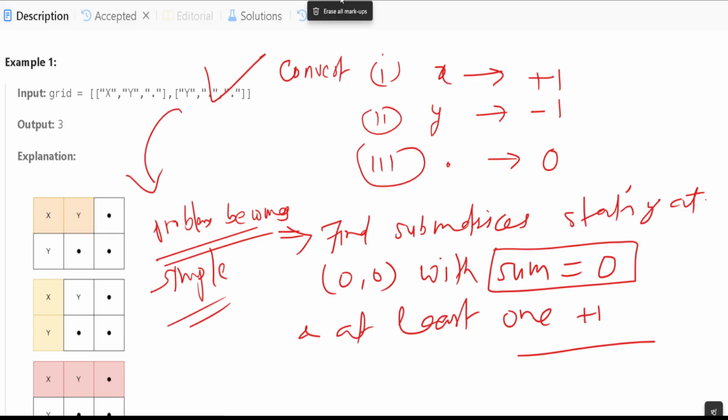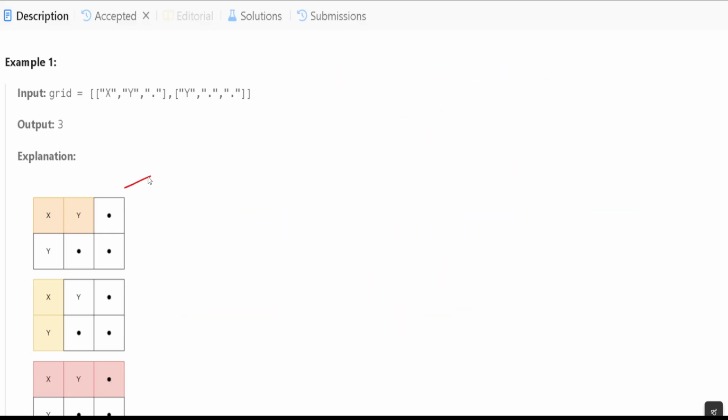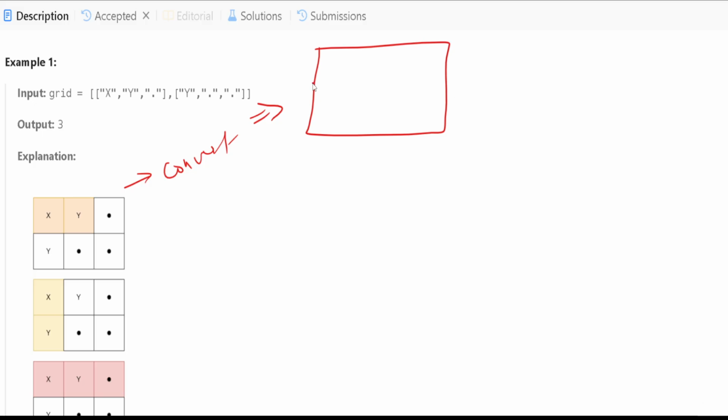So now let's understand this given example we have. If we convert this into the +1, -1 and 0 that we talked about, what will this matrix become? Okay, let's make the matrix here. This is our matrix and we have 6 cells. Now this x will become +1, this y will become -1 and dot will become 0. Similarly the next y is -1, and this is 0 and this is also 0. This is the matrix. So now we build the prefix sum.